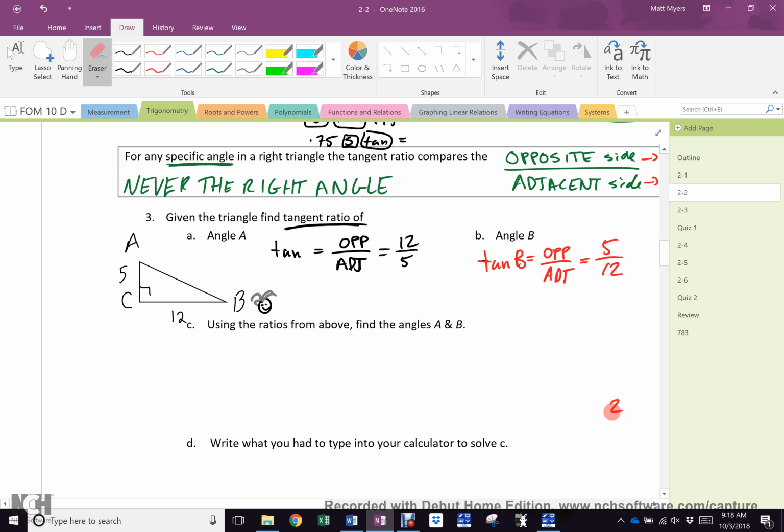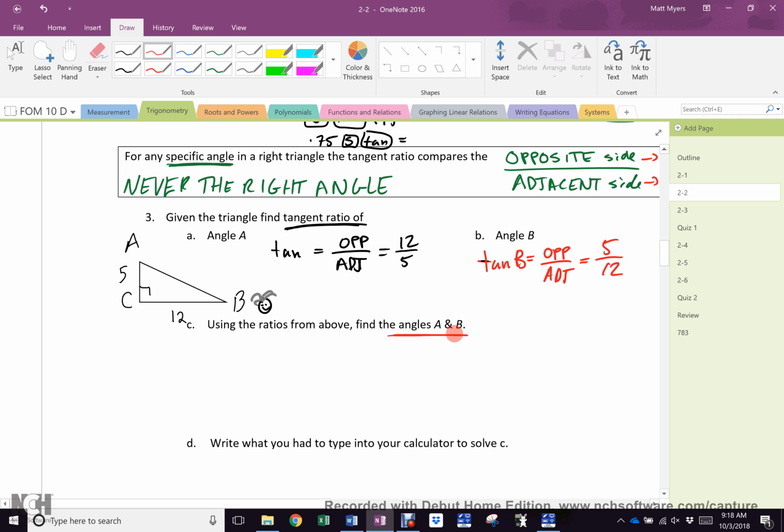Are there any angles measured in this triangle? Yes, A and B. Just 90. Well done, I was trying to fool you. 90 is measured, yes? Are A and B measured? No. So I want you to find those angles.